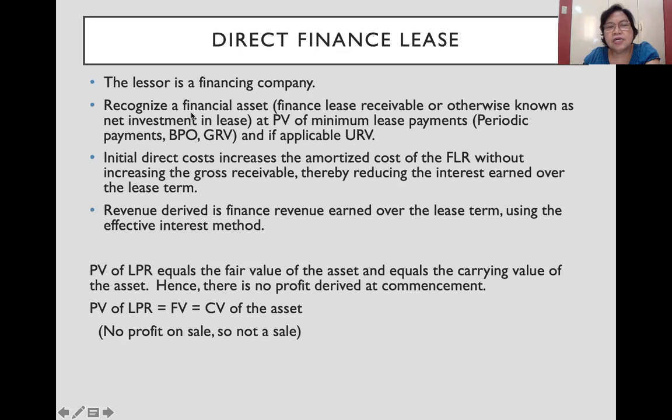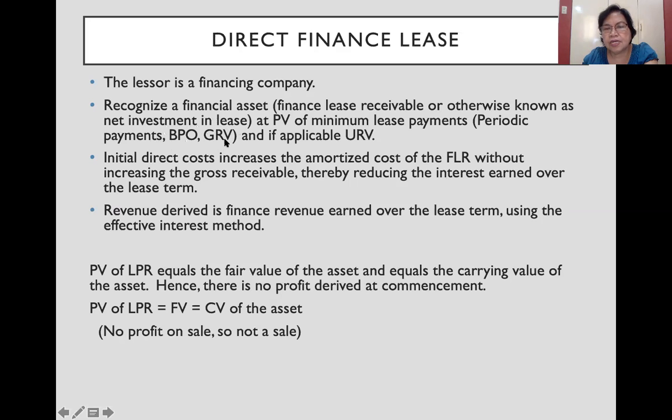So if we are a financing company, therefore, we are after our receivable from the lessee. So we are to recognize a financial asset, which is finance lease receivable, otherwise known as net investment in lease. This will have to be measured at present value of the minimum lease payments and based on the definition of IAS 17 or IFRS 16 for minimum lease payments. They include periodic payments on rental, bargain purchase option, or guaranteed residual value.